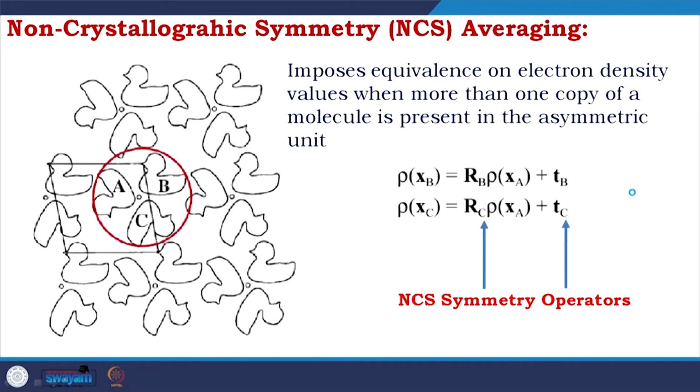So, this is an example of non-crystallographic symmetry. You see A, B and C, and they impose equivalence on electron density values when more than one copy of a molecule is present in the asymmetric unit. If you see rho(x) = rho(Cx + t), C and t are NCS symmetry operators.